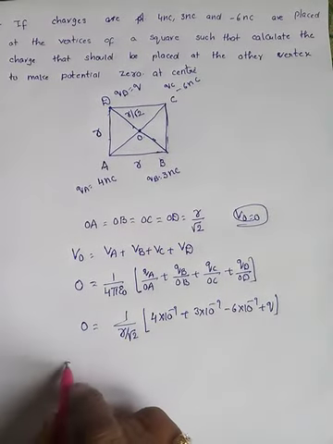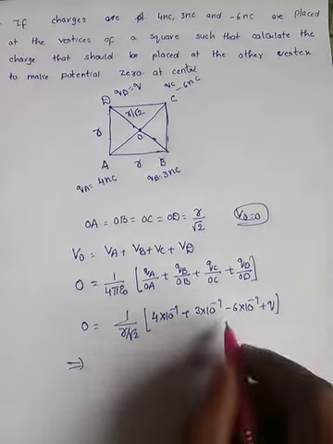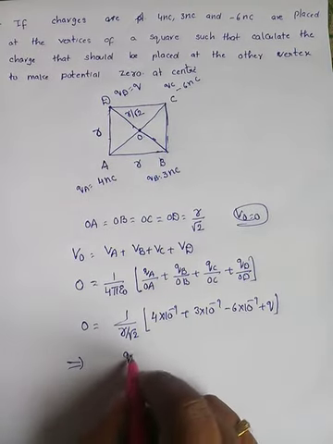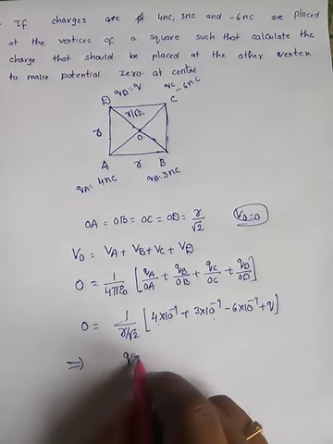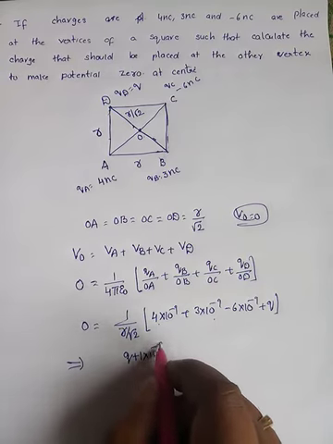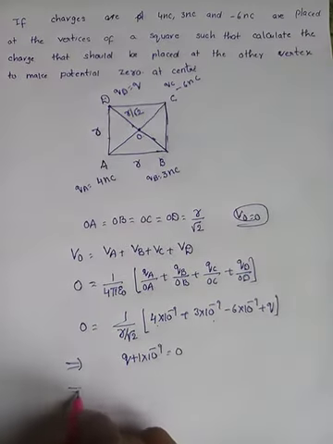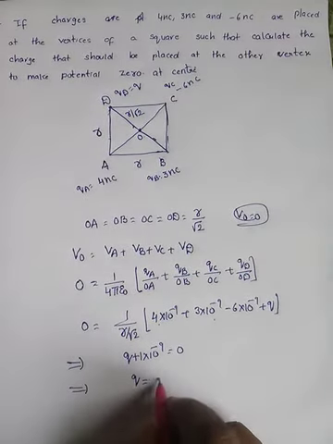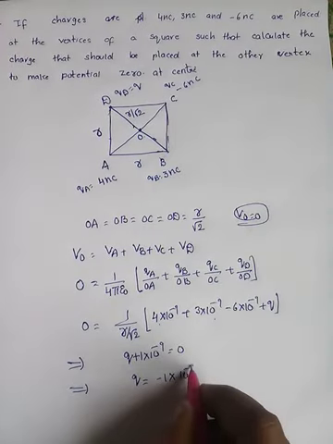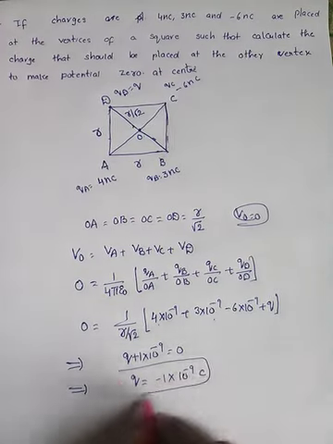So this if sent there, what you get? 0. The net charge is what? Q plus 1 into 10 raised to minus 9 equals 0. That implies Q is equal to minus 1 into 10 raised to minus 9 coulombs.